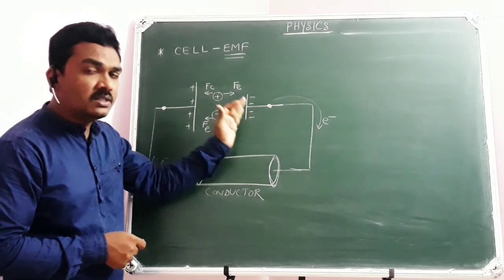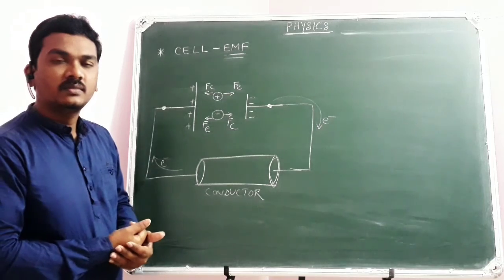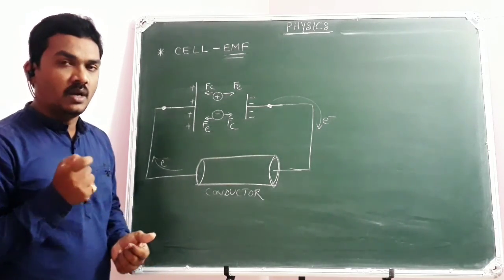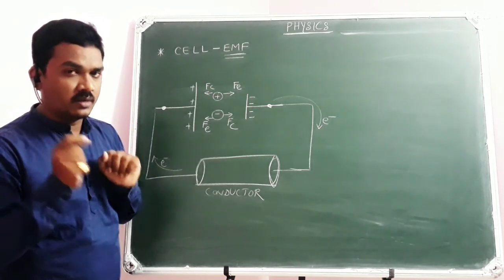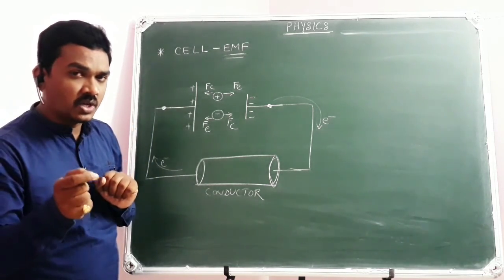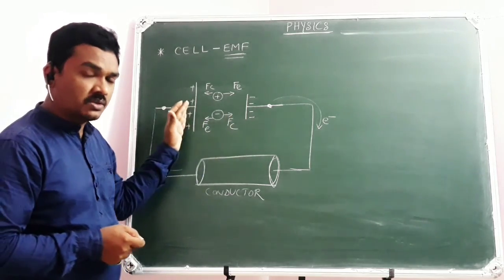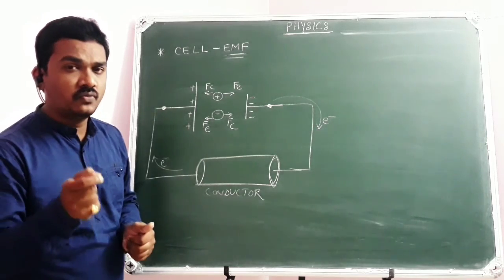Of course, one means negative terminal, the other means positive terminal, obviously. This is what you need to understand. So, my conclusion: the amount of work done by the cell to carry unit positive charge from the negative terminal of the cell to the positive terminal of the cell is nothing but electromotive force.